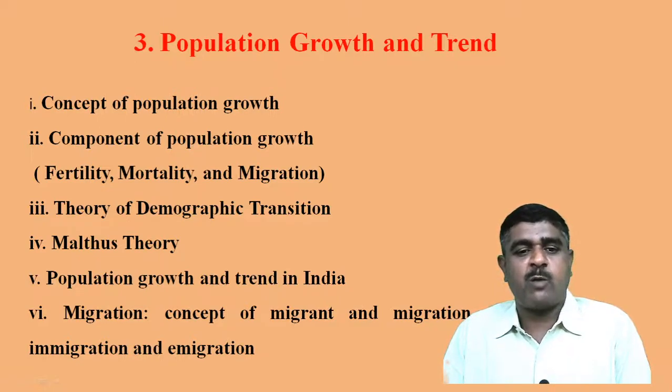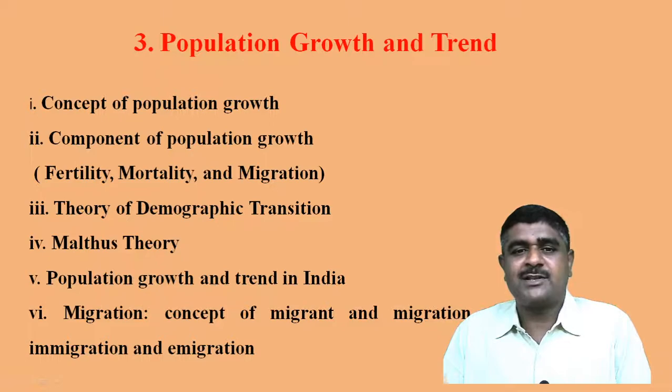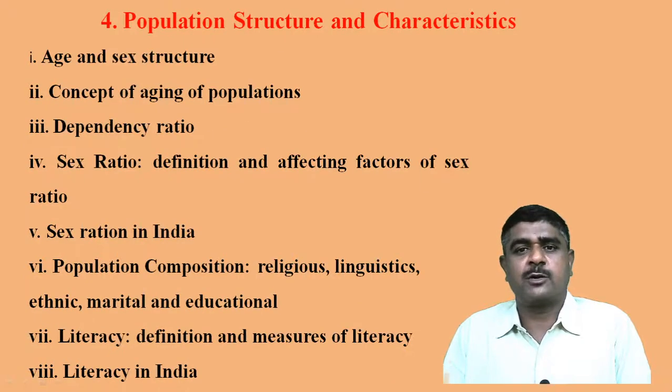The 5th topic, population growth and trend in India. Then the 6th topic, migration: the concept of migration and migrant, how immigration took place, how outmigration took place. We'll see details in population growth and trend in this topic. Then the 4th topic, population structure and characteristics.